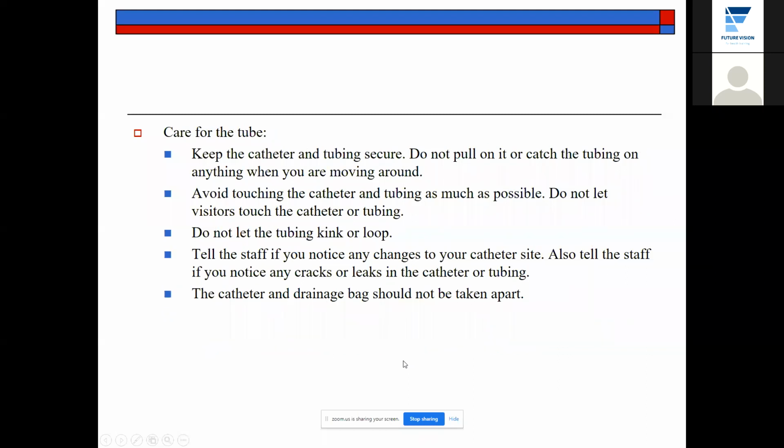We need to keep the catheter always secure, because when it comes to security, most patients have the Foley's catheter removed for different reasons. It is very easy for the patient to pull the Foley's catheter. So we need to keep the catheter tubing secure. Do not pull on it or clutch the tubing. Avoid touching the tube. We don't let it kink or loop, and tell the staff if you notice any change on your catheter site.